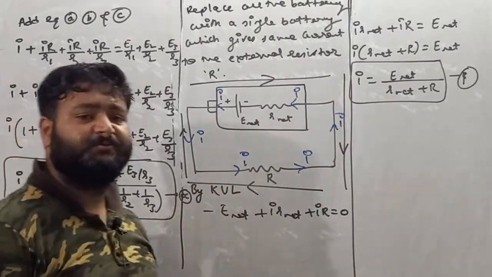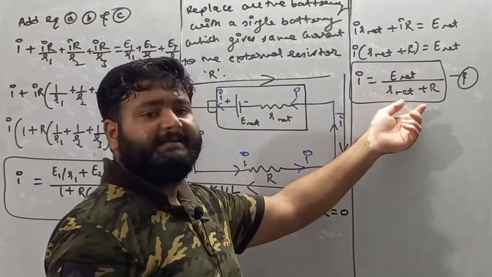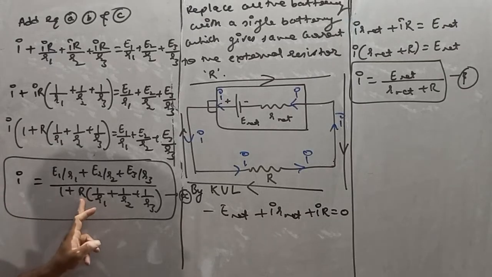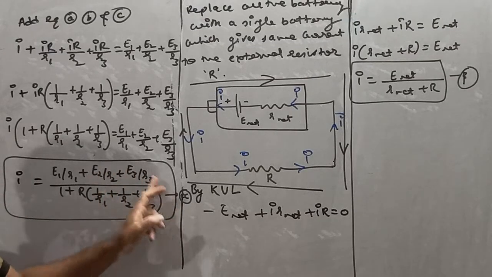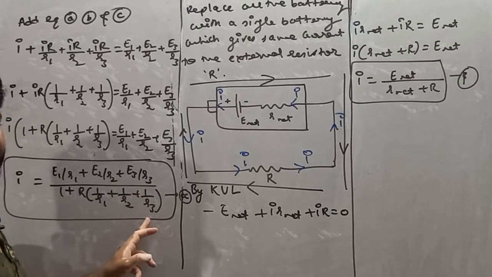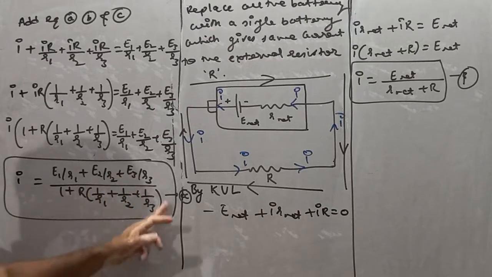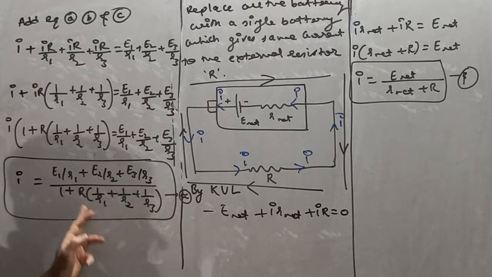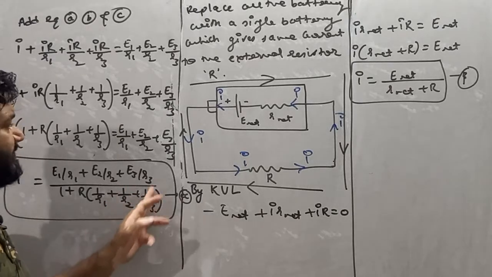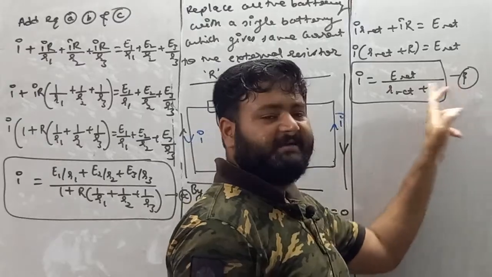But here, my dear student, we cannot compare alpha and beta directly, because see, in this alpha, along with R, we have this big term, that is 1 by R1 plus 1 by R2 plus 1 by R3. So in this equation, along with R, the big term is there. But if you're seeing this equation, along with R, nothing is there.